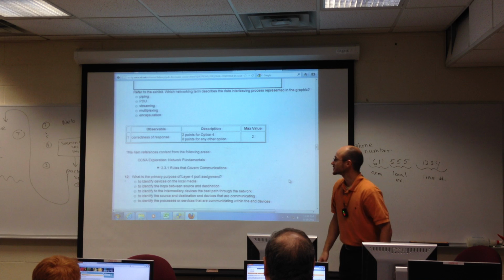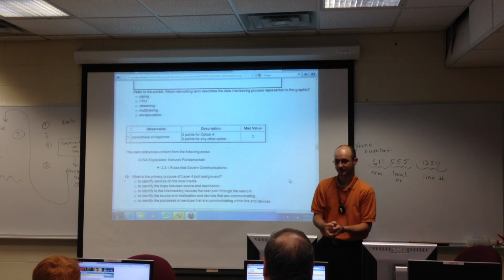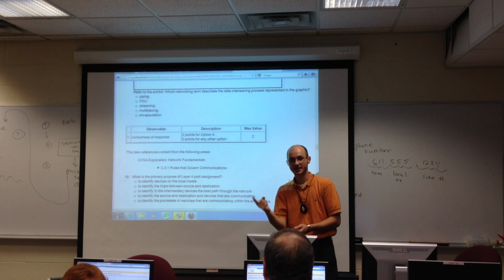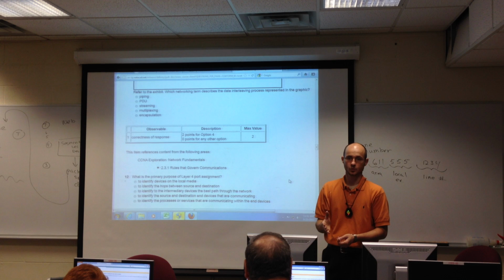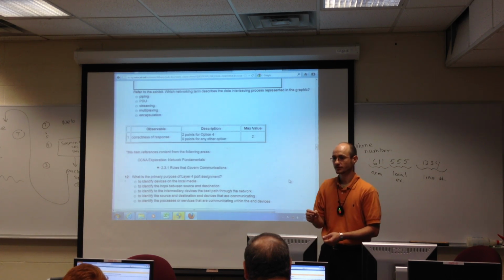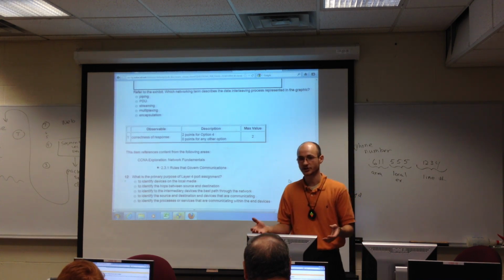What is the primary purpose of layer 4 port assignments? Beating this to death. Does it identify end devices? No. IP addresses are used for that. So if it doesn't identify end devices, what are port addresses used for? I told you guys have to know port addresses, like FTP. What's the port address for FTP?